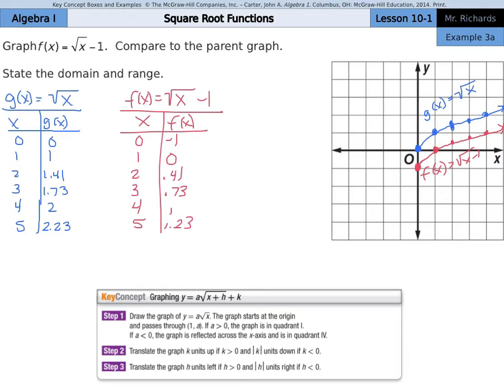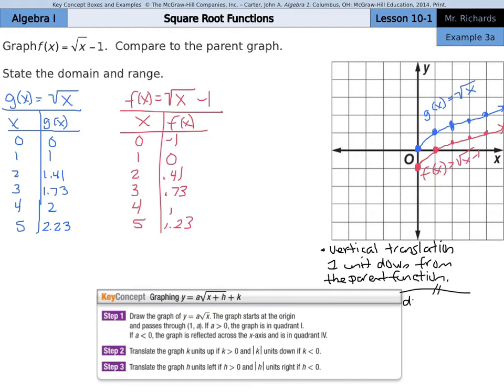So the way we can write this explanation is that it's a vertical translation 1 unit down from the parent function. And now, if we go to compare our domain and ranges, our domain for our new function, it's still going to be for our x's. All the x's are greater than or equal to 0.